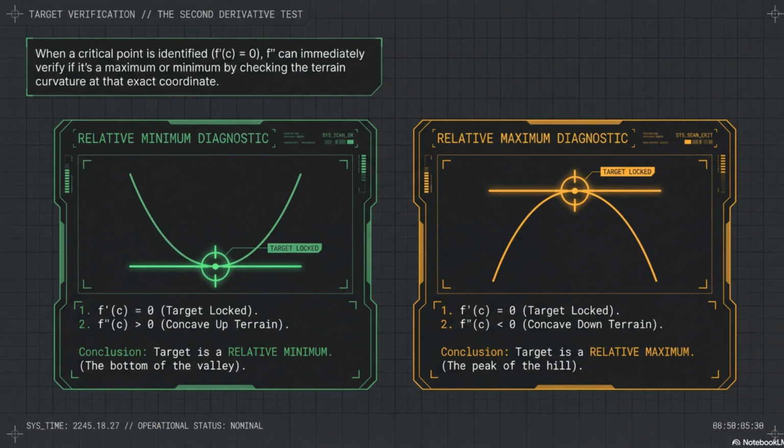Once a critical point is locked where f prime equals 0, you can verify the target using the second derivative test. This is an alternative to the first derivative test. By evaluating the curvature with f double prime at that exact coordinate, you get instant confirmation. If f double prime is positive, the terrain is concave up, confirming your target is at the bottom of a valley, a relative minimum. If f double prime is negative, the terrain is concave down, confirming your target is at the peak of a hill, a relative maximum.